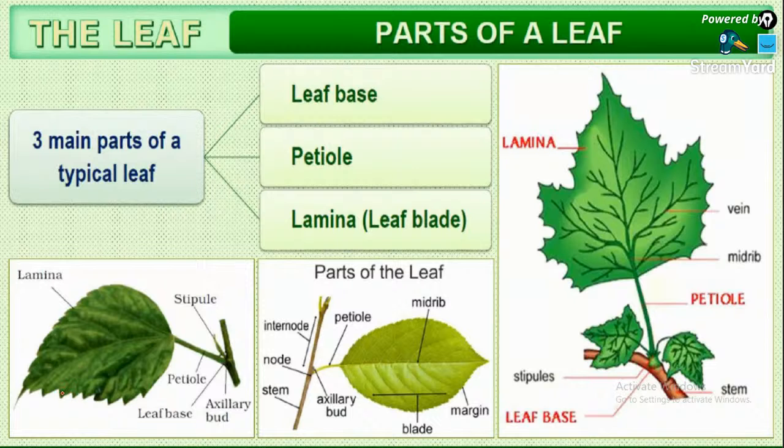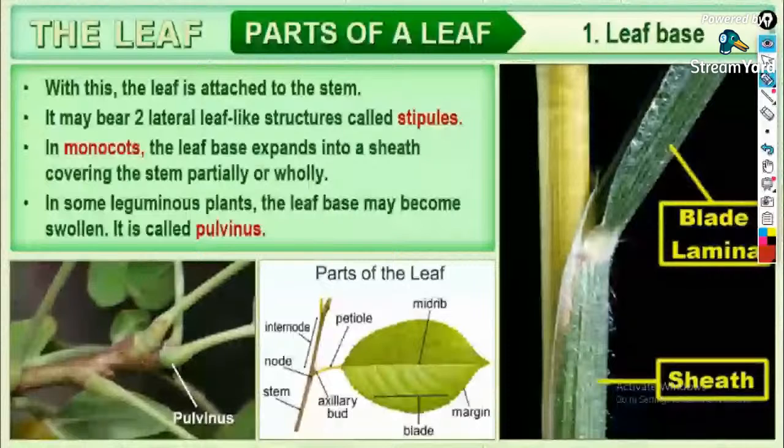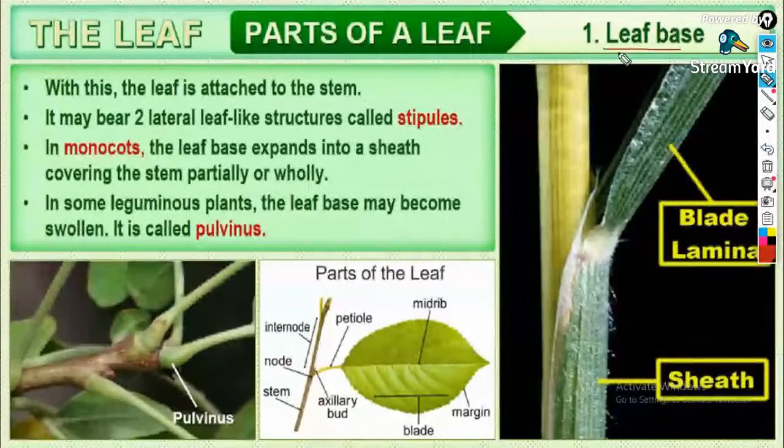Next one is the leaf base. We are going to discuss in detail each and everything. First one is the leaf base. What do you mean by a leaf base? With this, the leaf is attached to the stem. So with this particular portion, the leaf base, the leaf is attached to the stem. Leaf base is the portion with which the leaf is attached to the stem.